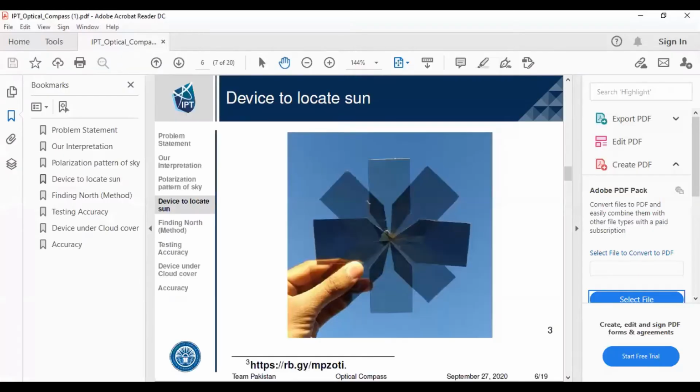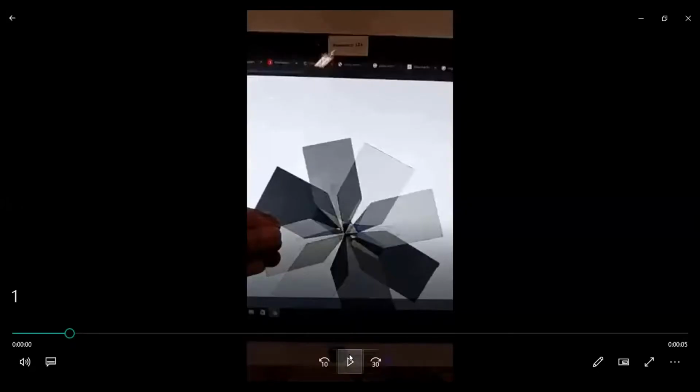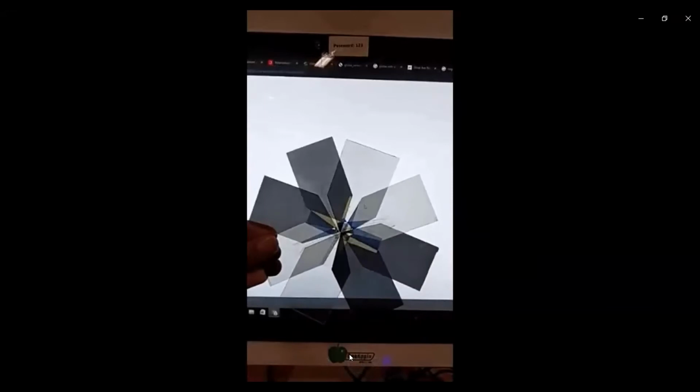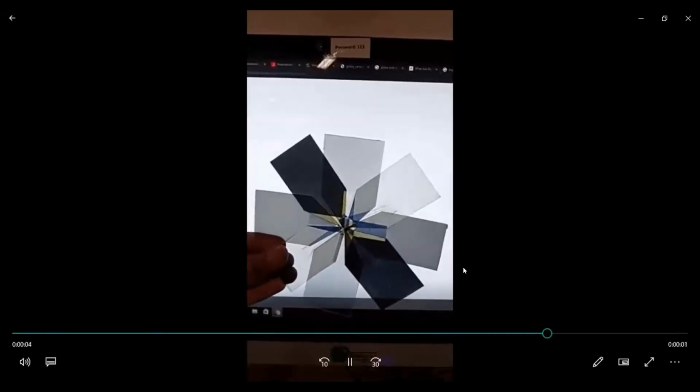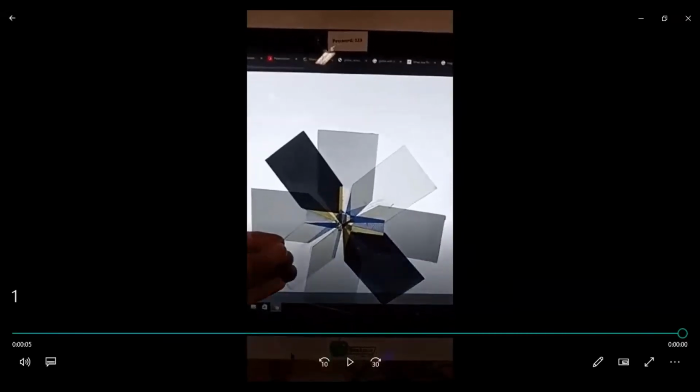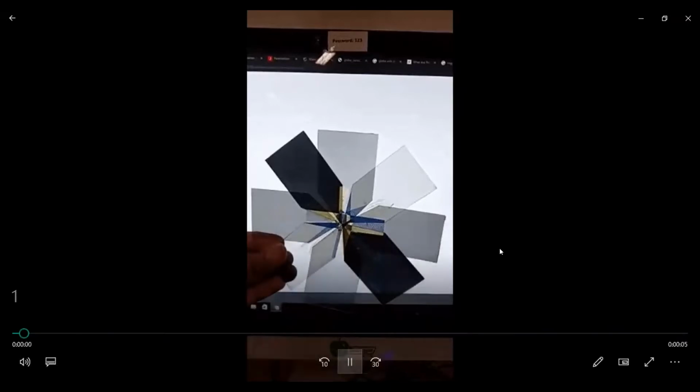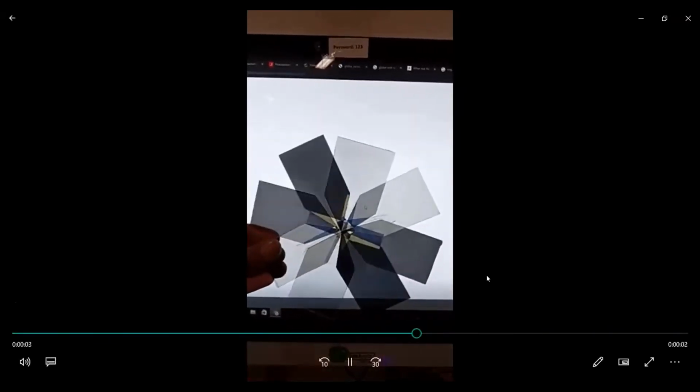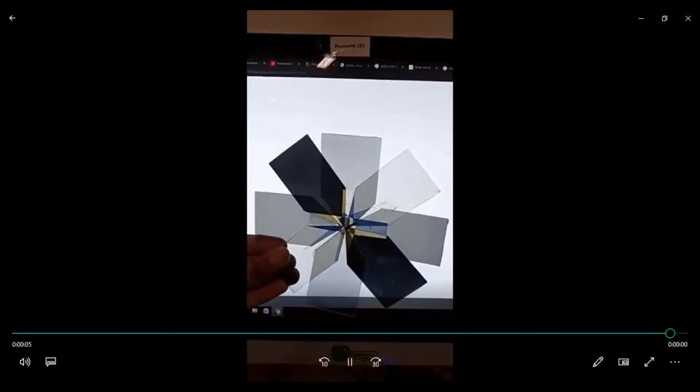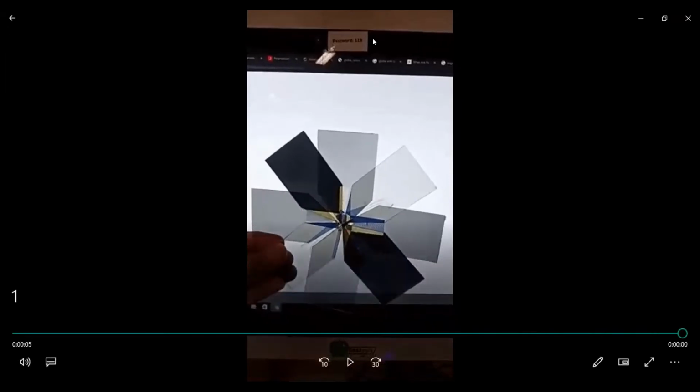So here's a little video that I would like to share now. You can see this is how the compass basically works. We have a screen in the background. The screen emits polarized light, and you can see how the polarization changes. Okay, this was it. Now back to the slides.